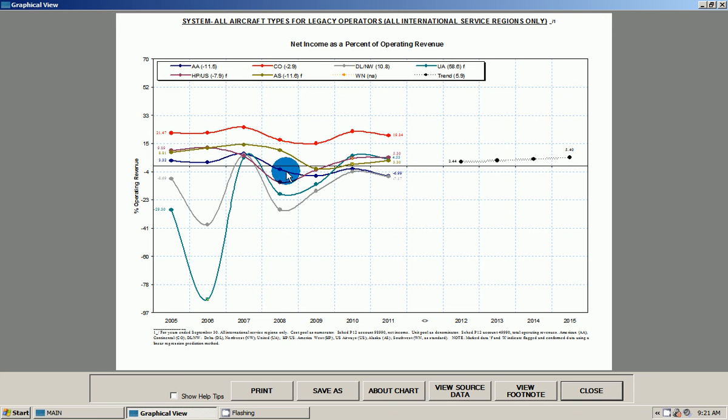And American really looks like it's, for instance, Continental looks like it's doing pretty well internationally, but looks like American is falling behind with nearly a 5% negative margin on that.